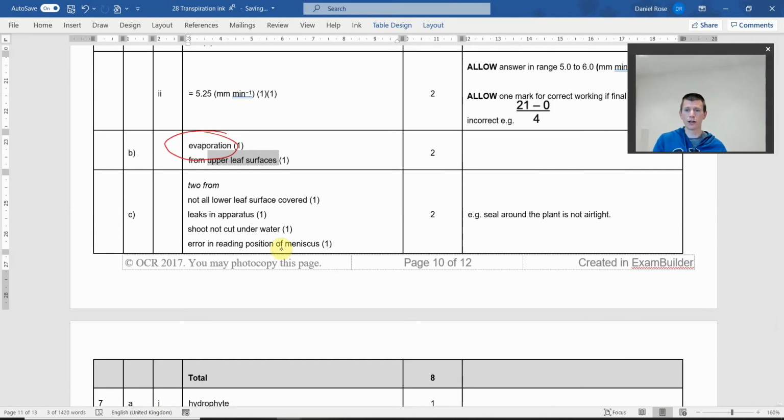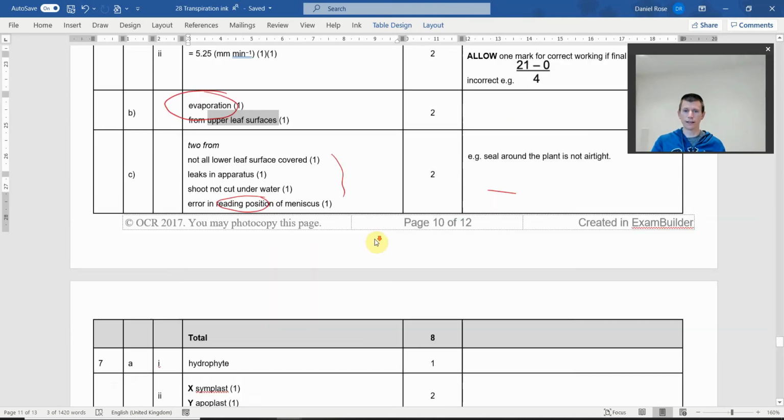And here, so they now are looking a little bit more about water escaping. That's where the rubber tubing comes in. So the error of reading the position of meniscus, shoots not cut underwater, leaks in the apparatus. So we didn't get that one, but I would argue I think they've gone with error in terms of the apparatus system setup, but always evaluate the controls as well. It's a little lesson there to take away.